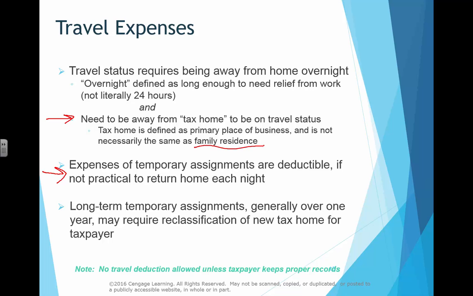When I lived in Australia, I got to write off all my housing, all my utilities, everything, because it wasn't practical for me to return home every night. I was only teaching over there for 6 months, but if I had been there over 1 year, then I would have had to reclassify. I would have had a new tax home, and I wouldn't have been able to write off my housing expenses while we were there.